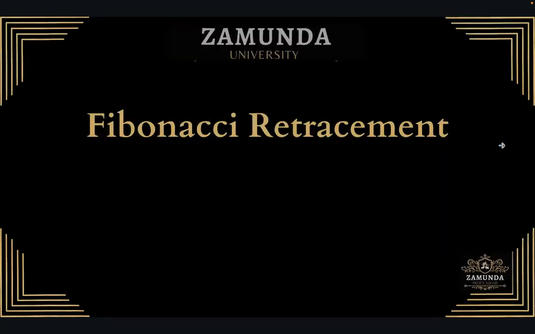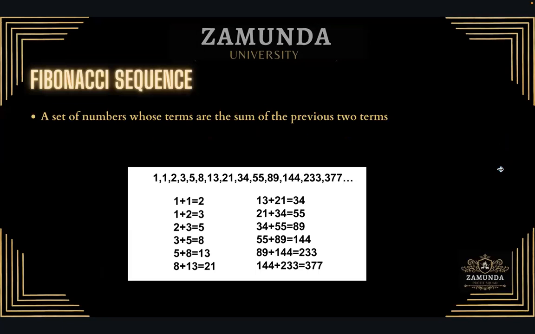So today I will be teaching you guys about Fibonacci retracement. For Fibonacci retracement, there's something called a Fibonacci sequence. A Fibonacci sequence is a set of numbers whose terms are the sum of the previous two terms. In other words, if you add 1 plus 1, that equals 2. If you add 2 plus 3, that equals 5, 5 plus 8, 13, and so on and so forth. That is the Fibonacci sequence.